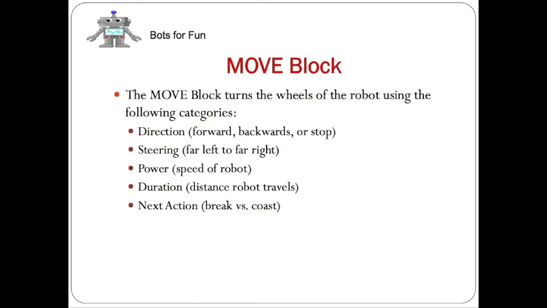The move block turns the wheels of the robot using the following categories: direction, forward, backwards, or stop; steering, far left to far right; power, the speed of the robot; duration, how much distance the robot travels; and finally, next action, how the robot stops.